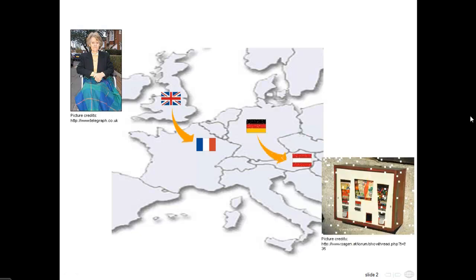Second case. A German producer of unpackaged chewing gum wants to import his products to Austria. However, in Austria only packaged chewing gum may be sold from vending machines. That is why he is not allowed to sell his products in Austria. These are two completely different cases, and an almost unlimited number of other examples could be added.